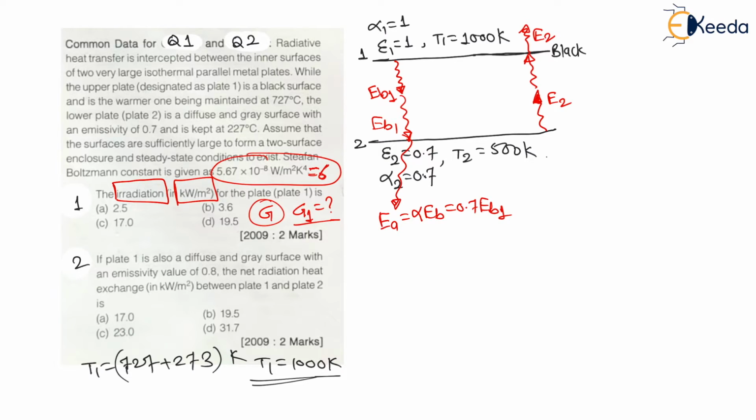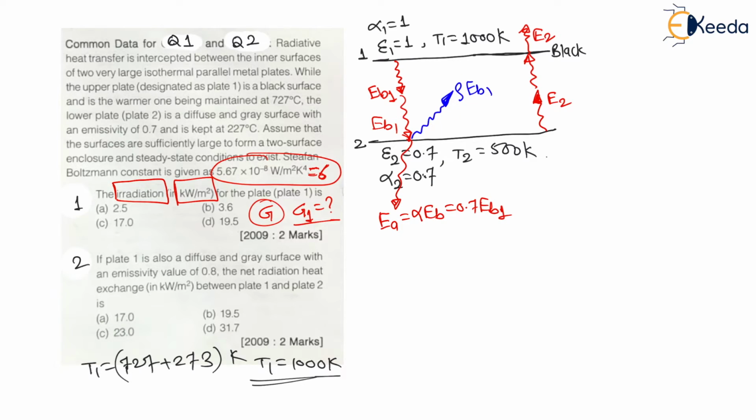And what about the rest? The rest is reflected back by body 2, right? There is a reflectivity also. Therefore the rest is reflected back. Let us say this blue color is reflected by body 2, which was falling on body 2 from 1. This blue color is the reflection of EB1, right? Therefore reflectivity rho into EB1, right? And my dear students, 0.7 is absorbed, remaining is reflected.